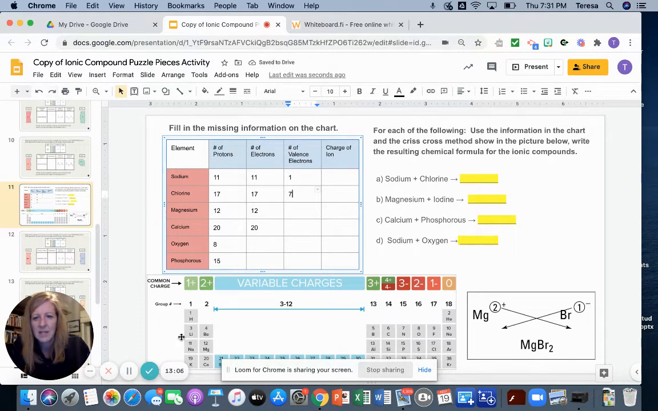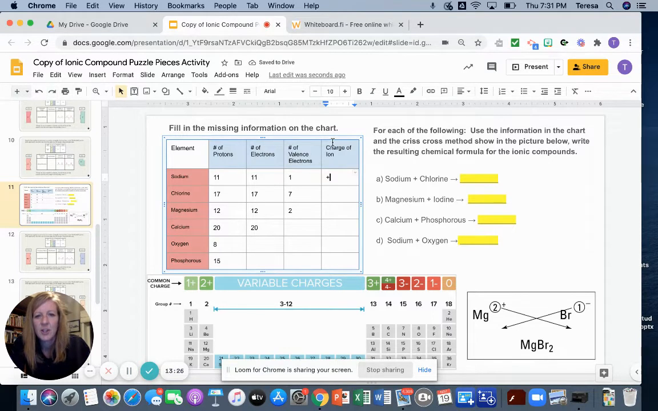Then I find magnesium is over here. It's in column 2. Okay, that means it has 2 valence electrons. Okay, calcium is in the same column. So elements in the same column have the same number of valence electrons. So calcium also has 2.